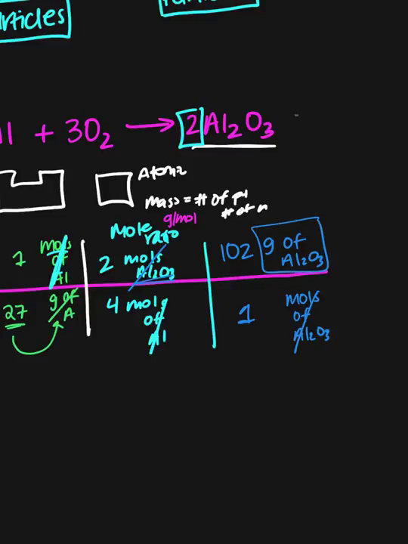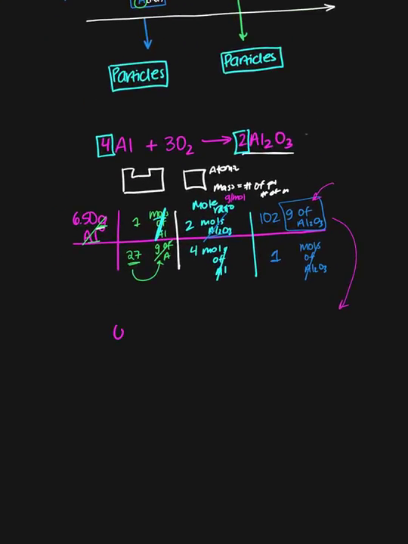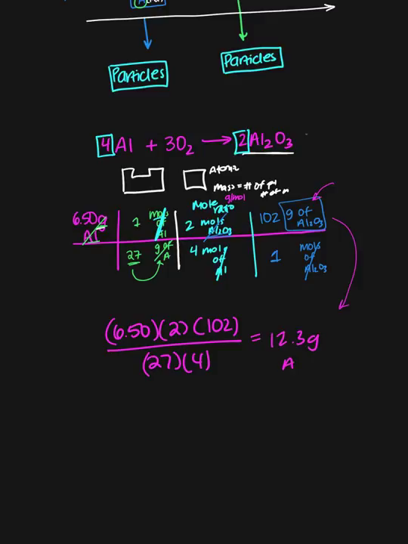At the end, you should always have the unit that you're looking for on the top. All you have to do here is multiply it. So we'll say 6.50 times 2 times 102, all divided by 27 times 4, which should give you something like 12.3 grams of Al2O3. Great. Let me know if you have any questions.